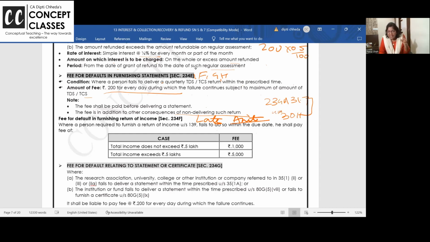But 234A interest is charged from the due date of filing the return till the actual date of filing, on the tax. But suppose you are a senior citizen, your tax is 0. So you are saying, arre, interest is on tax, I will wake up comfortably and file the return. Why bother? Forget about what your tax is. If you have filed a late return, you have to pay 234F fees. This is a practical case.